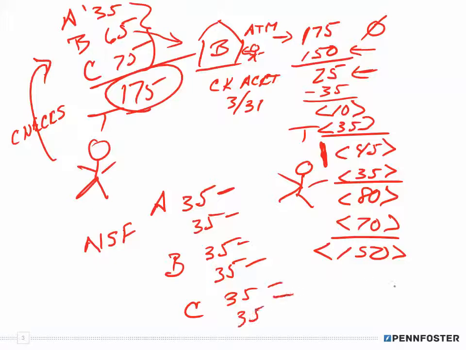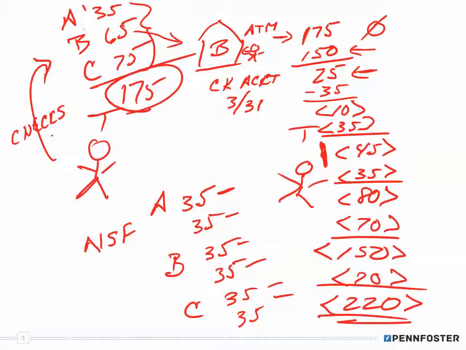So now in her account, she's $220 short, and she still owes A, B, and C, the full $175. And she's in the bank arguing with the teller, saying, how could this be? I looked at the ATM machine, and when I looked, I had a balance of 175, so I took out 150. I should still have a balance of $25 left.